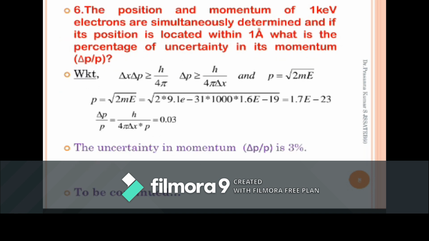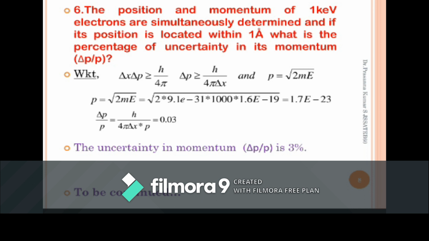This is another examination problem. The position and momentum of 1 keV electrons are simultaneously determined, and if its position is located within 1 angstrom, what is the percentage of uncertainty in its momentum? The position and momentum of 1 kilo electron volt electrons are simultaneously determined. And if the position is located within 1 angstrom, what will be the percentage of uncertainty? It is not the uncertainty, it is the percentage of uncertainty in its momentum.